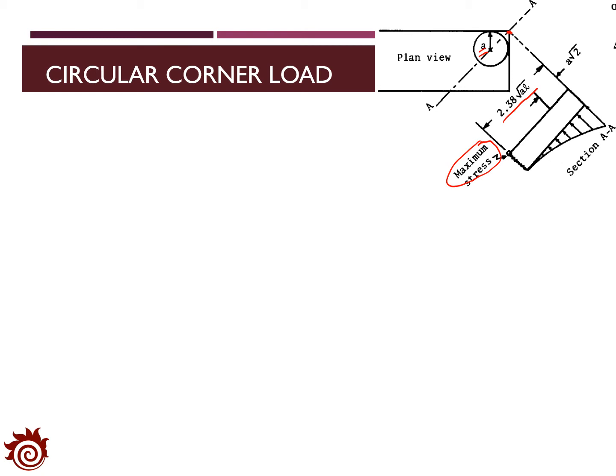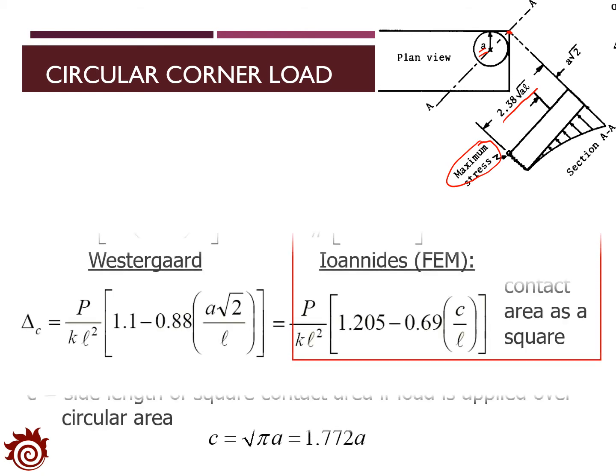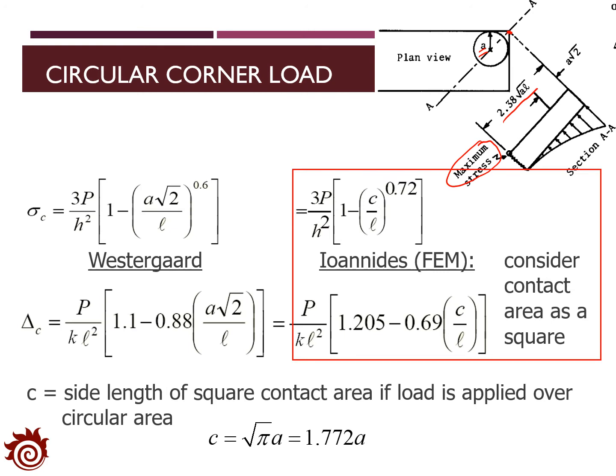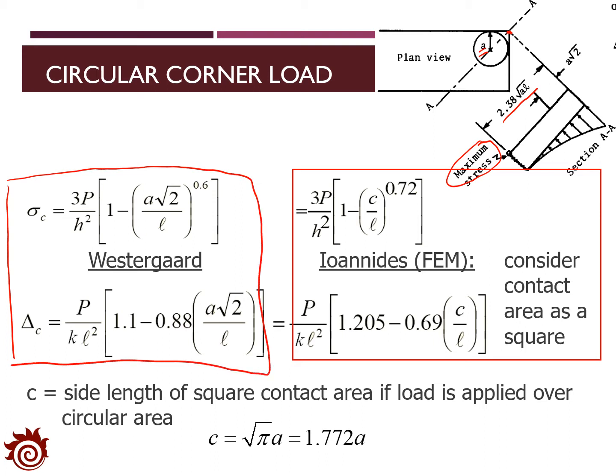In order to find out the value of the maximum stress and deflection, in 1926, Westergaard proposed two equations to estimate the deflection and stresses, which are shown in these two equations. From these two equations, you can see that the stresses and the deflection are all functions of the load applied to the slab, the thickness of the slab, the radius of the contact area, and the letter L as the radius of the relative stiffness. The deflection is also a function of the modulus of the subgrade reaction.